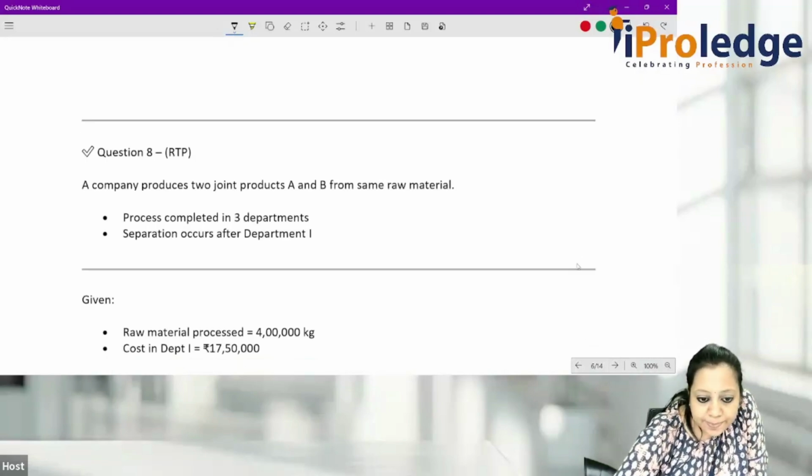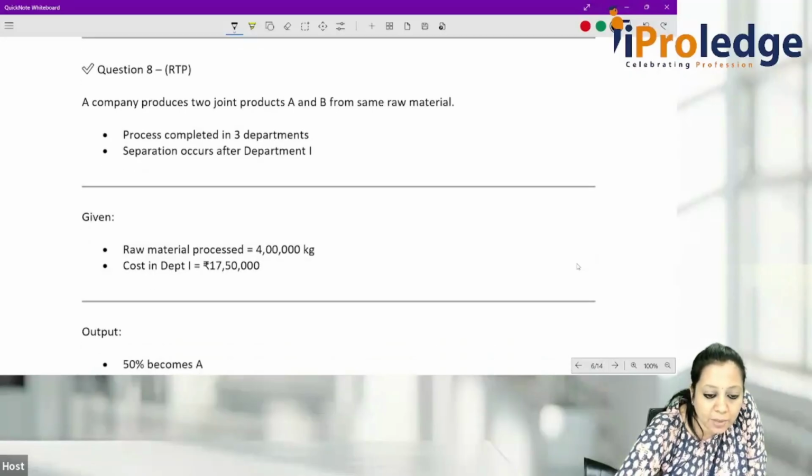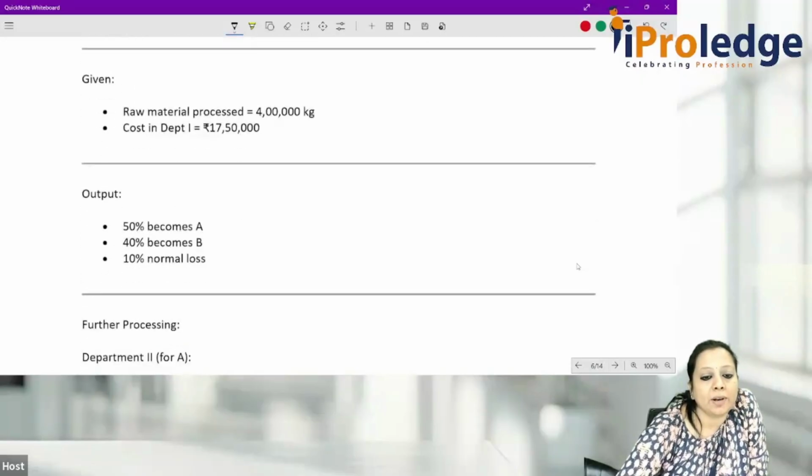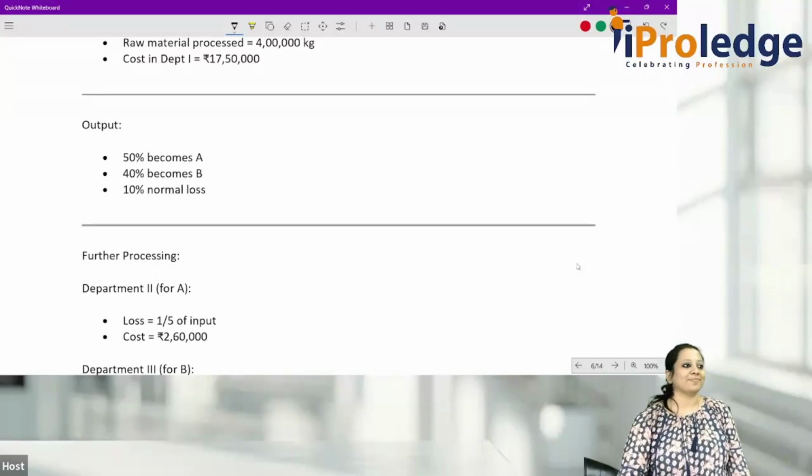Question number 8. Company produces two joint products A and B from the same raw material. Process completed in 3 departments. Separation occurs after department 1. Raw material processed is 4 lakh kgs. Cost in department 1 is given. 50% becomes A, 40% becomes B, 10% becomes normal loss. That is why I chose this.